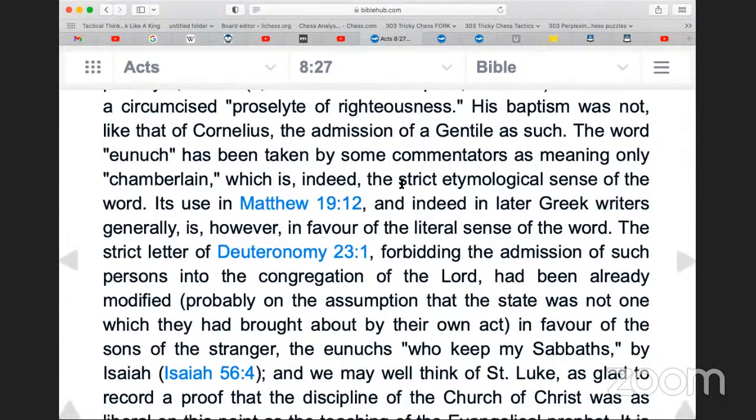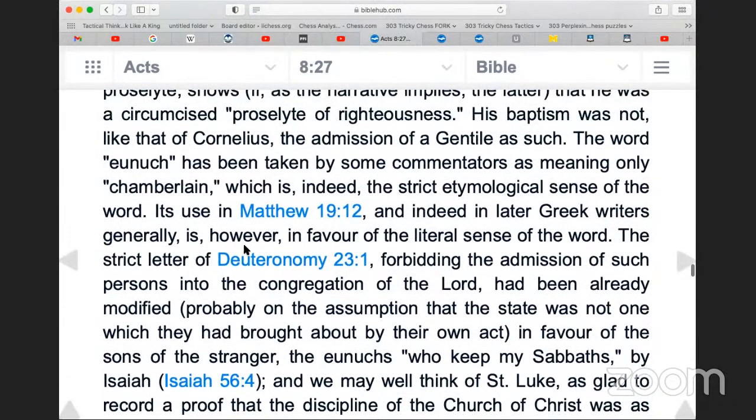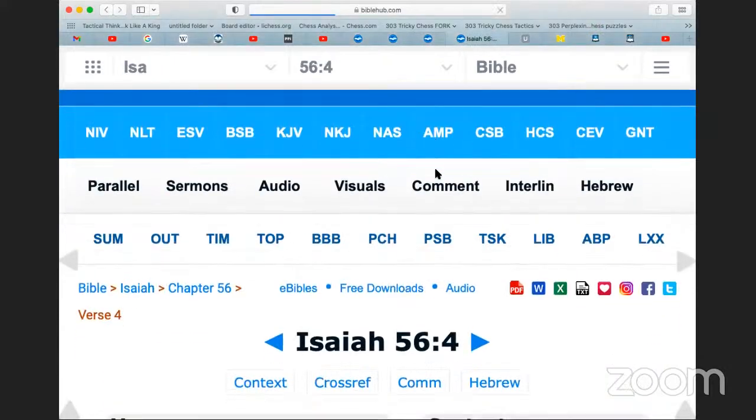Okay, it says forbidding the admission of such persons into the congregation of the Lord had been already modified, probably on the assumption that the state was not one, in favor of the sons of the stranger, the eunuchs who keep my Sabbath, by Isaiah. So this is why they think he wasn't. I'm thinking they say he wasn't a eunuch, but whatever. Let me see this. See, this is how you research. It's giving you cross-referencing scriptures. It does it for you.